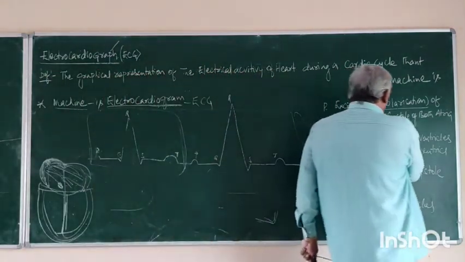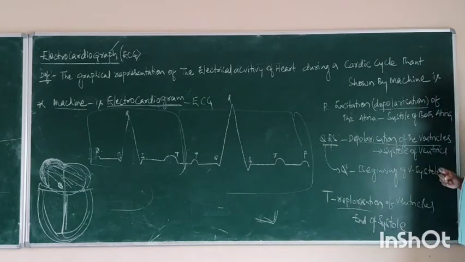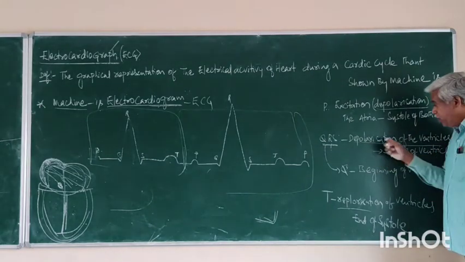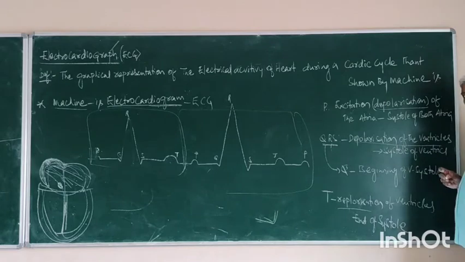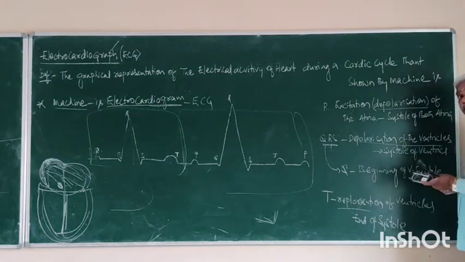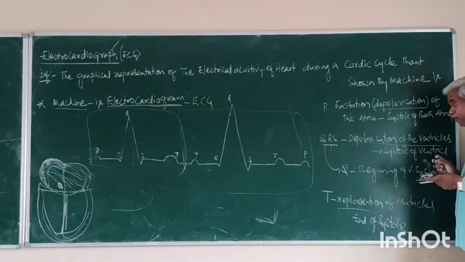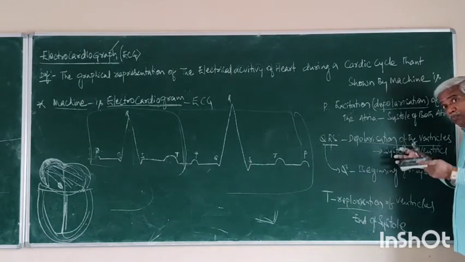QRS is the depolarization of ventricle that leads to systole of ventricle. Systole means contraction. Which contraction? Ventricle contraction. For the ventricle to contract, first it must depolarize.